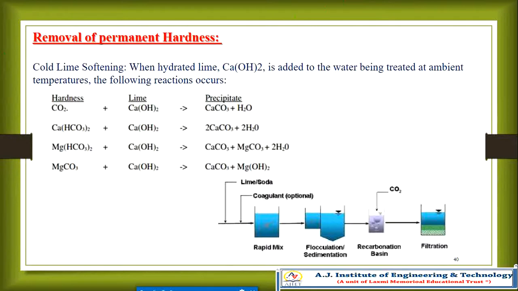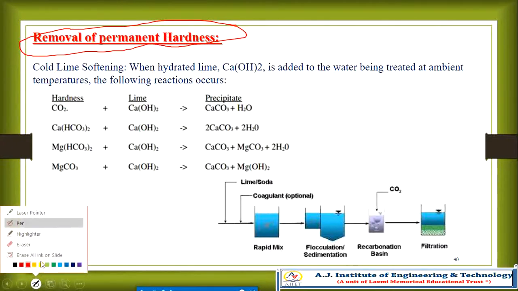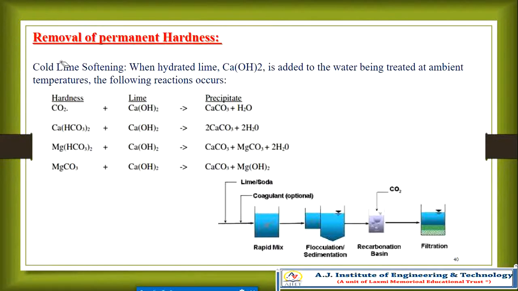So now, removal of permanent hardness. If you concentrate on removal of permanent hardness, what we have to do: cold lime softening will be there, or hot lime softening will be there. There are two processes: that is the cold lime process and the hot lime process. What is the cold lime process?